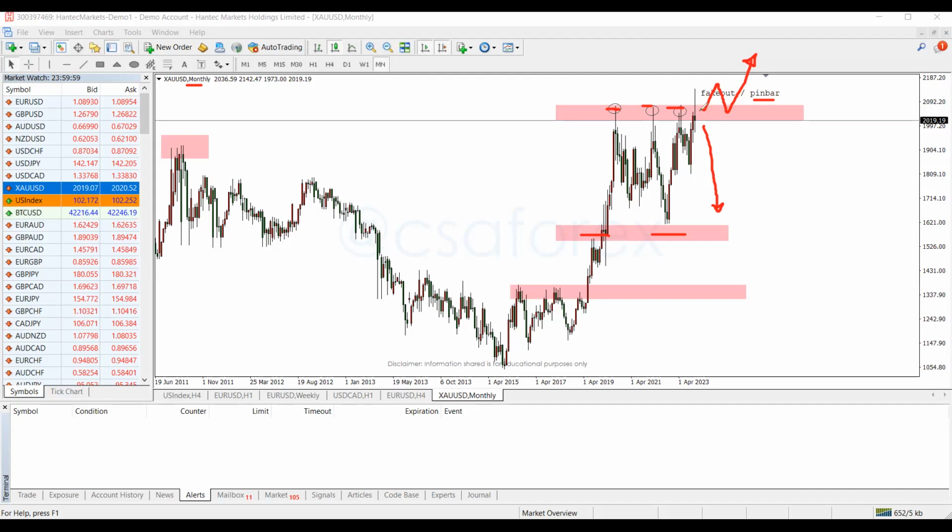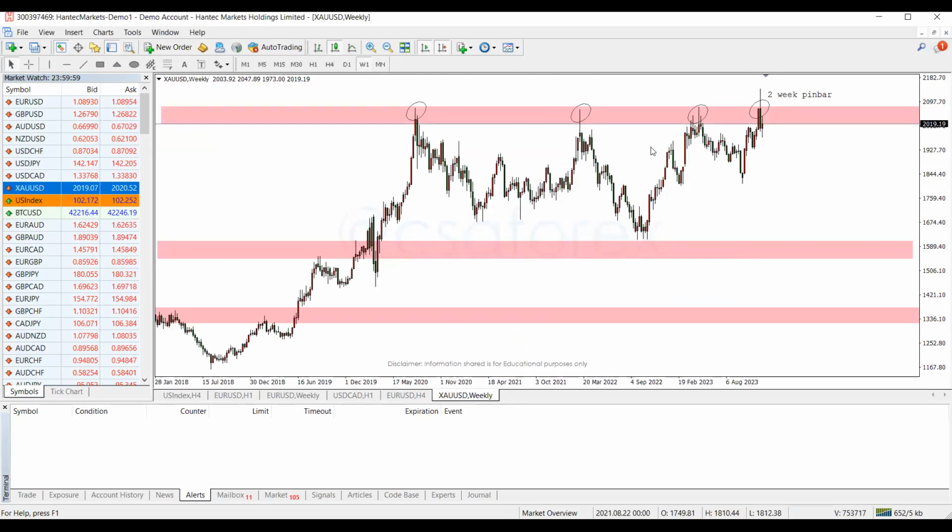So the sellers should take over. So if you're looking for anything to do in the market, you should be, from the monthly time frame, looking more into selling. So from this monthly time frame, we'll now cross over to the weekly, and then from the weekly, we conduct our analysis.